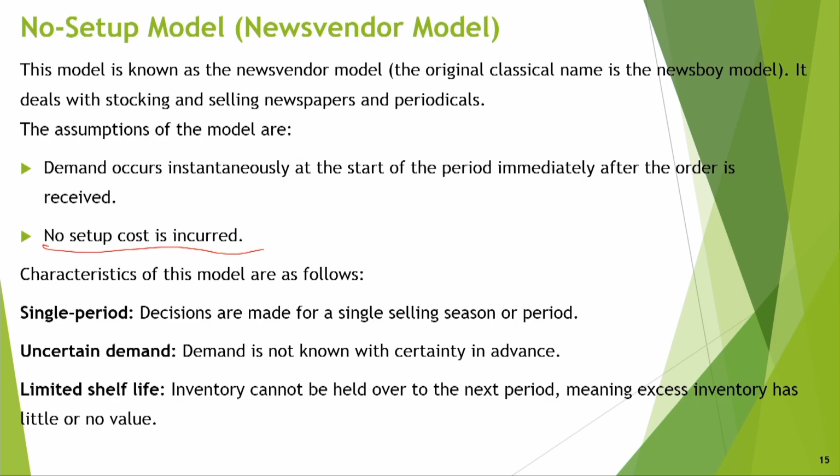Characteristics of this model are as follows. Single period: decisions are made for a single selling season or period. That means you make the decision for this one day, no need to make a strategy for the whole year. Uncertain demand: demand is not known with certainty in advance. If demand is known then nothing is left. If he knows there will be a demand of 300 newspapers, he will purchase 300 newspapers. Limited shelf life: inventory cannot be held over to the next period, meaning excess inventory has little or no value, as the paper of 5th July is useless on 6th July.